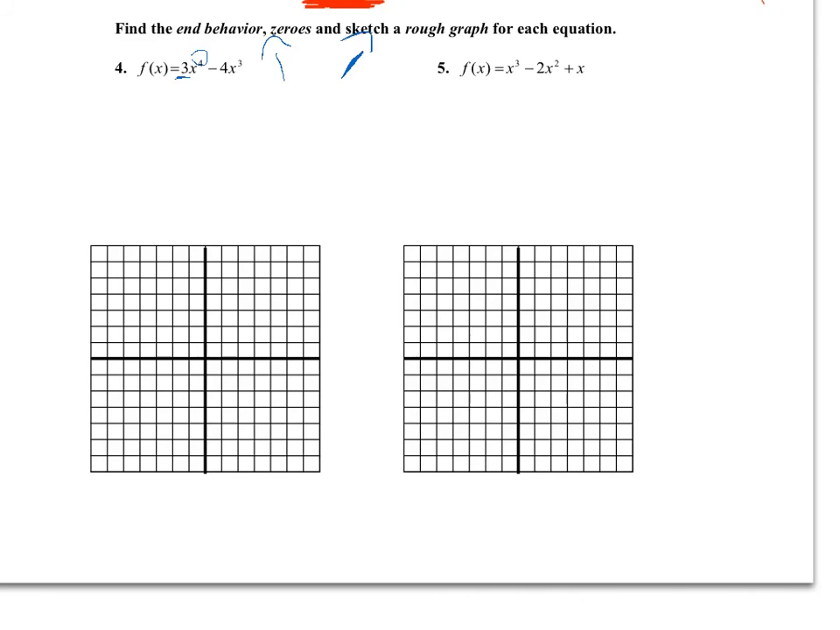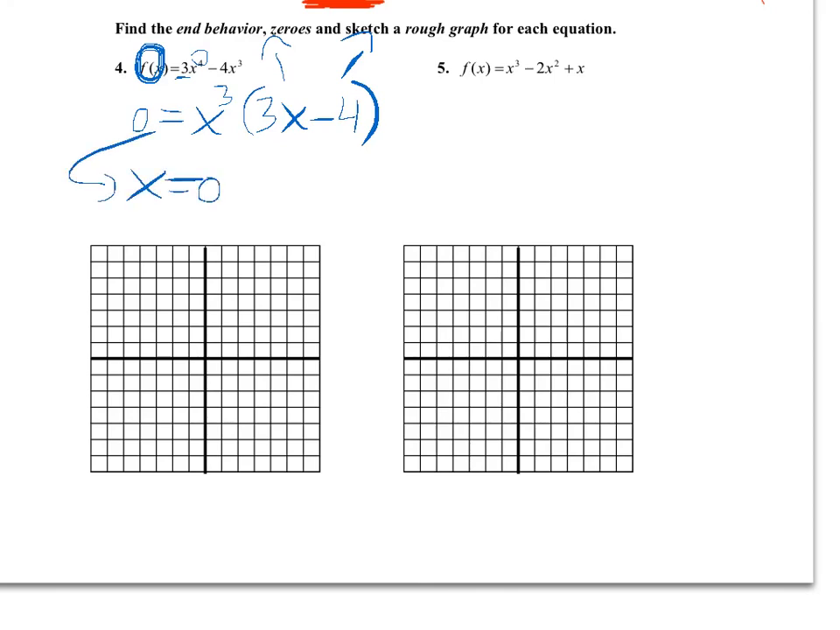Then if I want to find the zeros, I set f of x equal to 0, right? Now the common factor here is x cubed. The key is factoring for finding the zeros. So I'm going to pull out an x cubed, and then on the inside you're going to get 3x minus 4. Now if you set each of these equal to 0, that's going to give us x equals 0. This here, if you set that equal to 0, you add 4 and divide by 3, so you get 4/3. So we did step 2, we found the zeros.